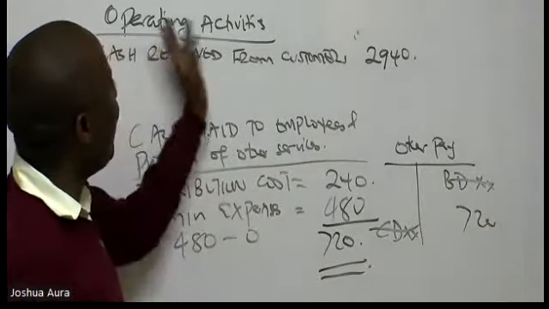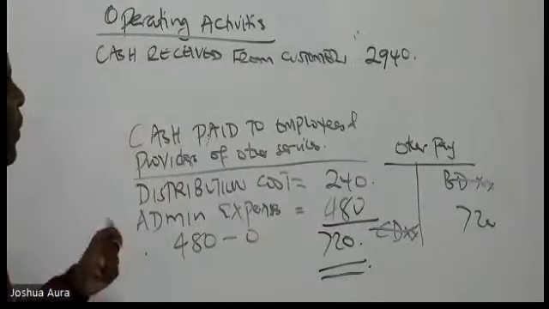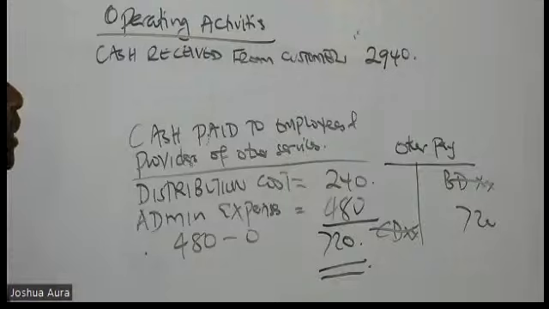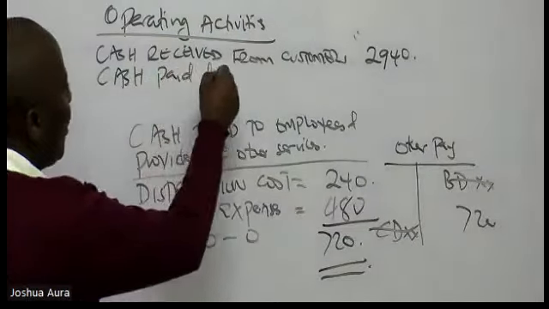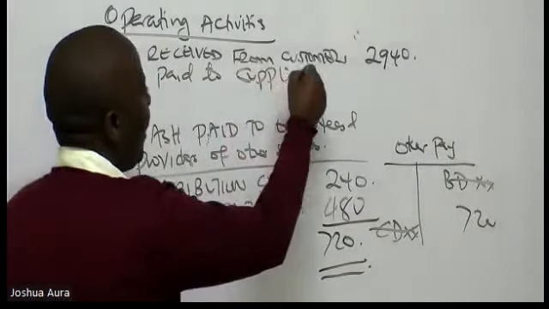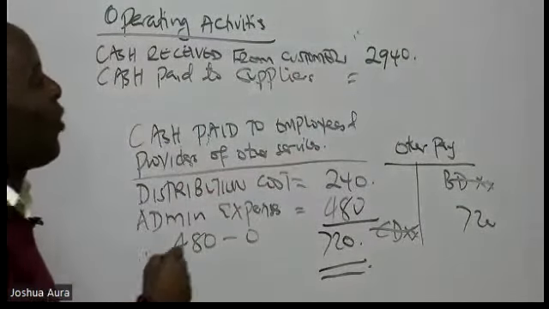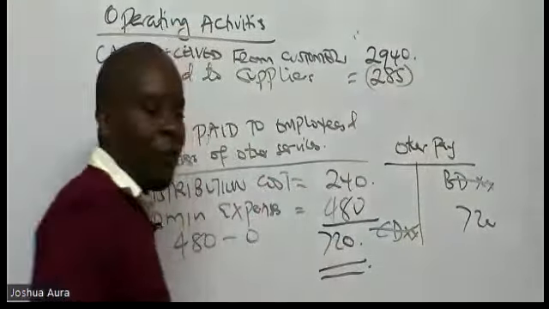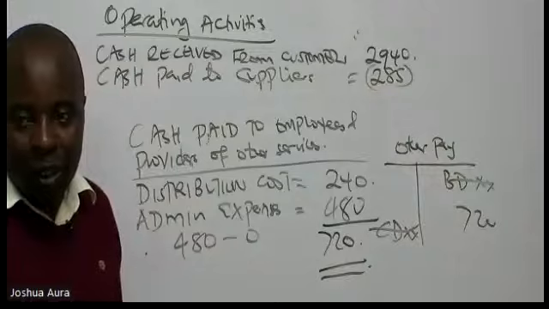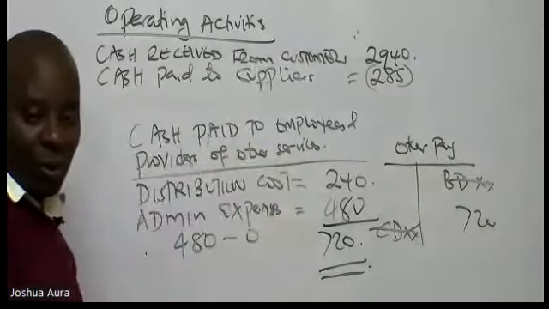So please write a summary for us there. Mention operating activities. The first one is cash received from customers. And then we have here cash paid to suppliers. Cash paid to suppliers, you guys had given me a figure of, was it 285? Please remind me, was it 285? Yes. And then of course, this one we are subtracting.